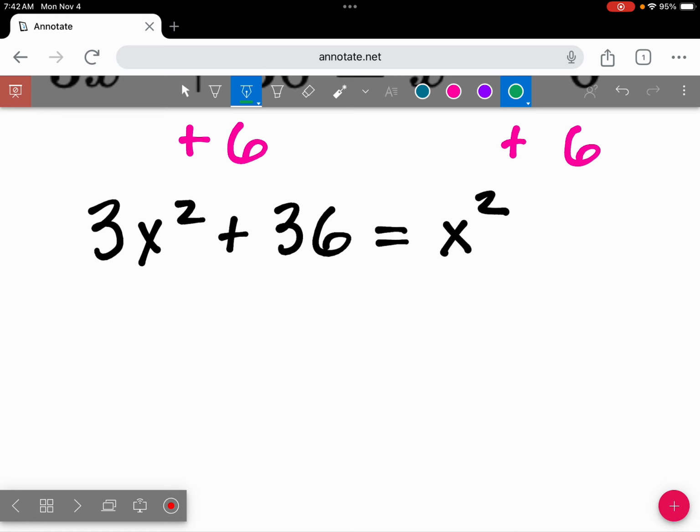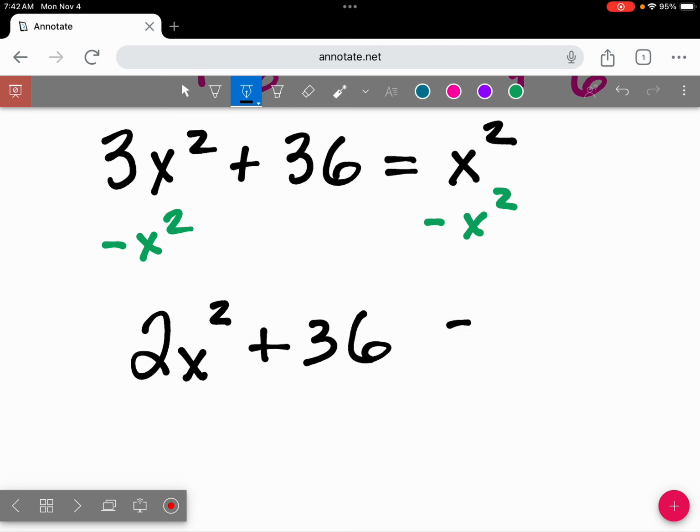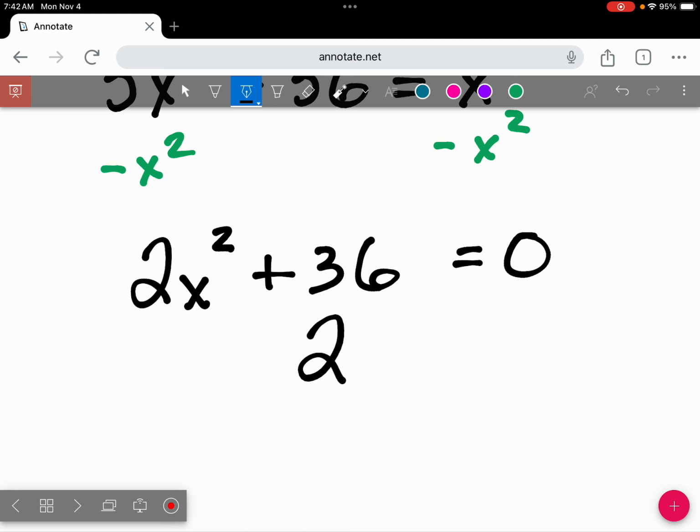You have to subtract the x squared. So then that becomes 2x squared plus 36 equals 0. I have a lot of people who, when we get into something like this, just wind up moving this equal sign over here, and that's not what we can do. It equals 0 over here. So what do I need to do? Minus 36. Minus 36. 2x squared equals negative 36.